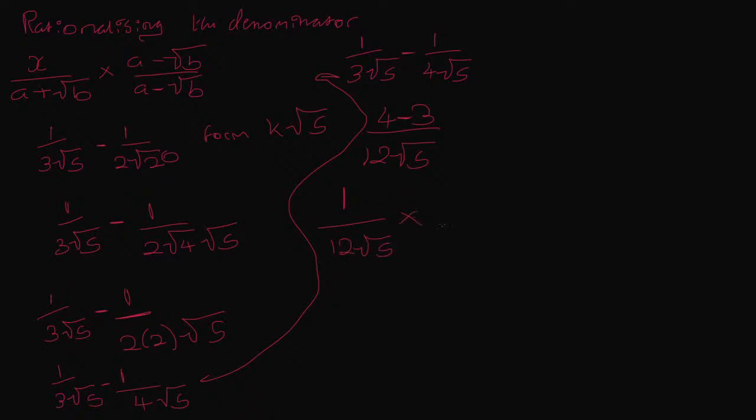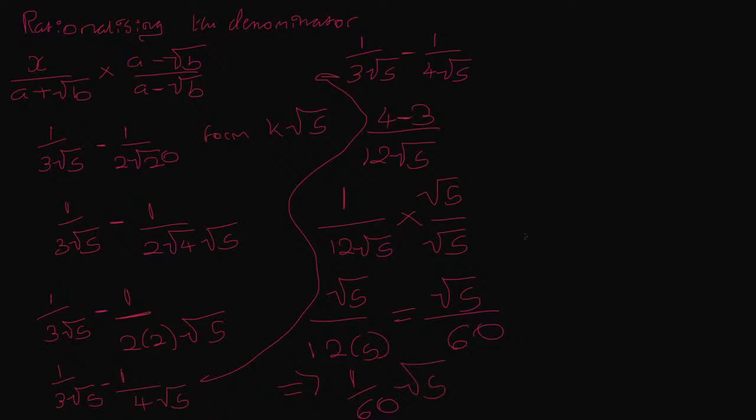Now we want to multiply by the conjugate. I want to multiply the bottom by its surd over square root of 5. So that would be square root of 5 over 12 by 5. So this would equal the square root of 5 over 60. So this would be equal to 1/60 square root of 5. Nice.